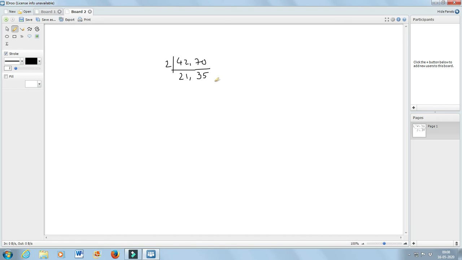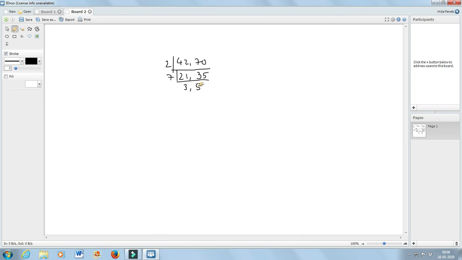Now these two are odd numbers, they cannot be divided by 2. 21 is divisible by 3, but 35 is not divisible by 3. So I leave 3. Then 4 is not a factor of these, 5 is not a factor of 21. Then 6 is not a factor of either of them. So the next factor is 7. So I would get 3 as an answer and 5 as an answer.